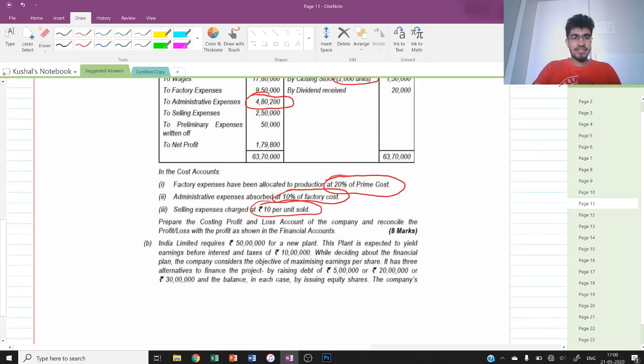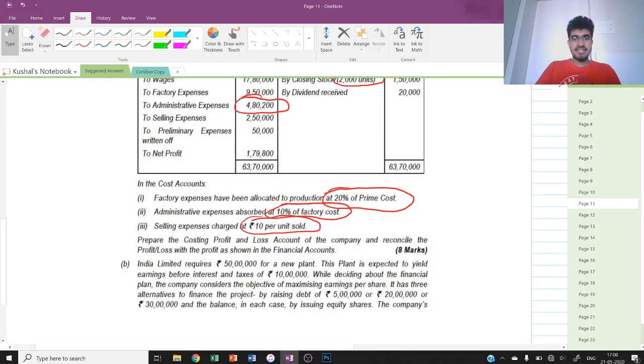India Limited requires rupees 50 lakh for a new plant. This plant is expected to yield EBIT of rupees 10 lakhs. While deciding about the financial plan, the company considers the objective of maximizing earnings per share. It has three alternatives to finance the project: by raising debt of rupees 5 lakhs or rupees 20 lakhs or rupees 30 lakhs, and the balance in each case by issuing equity shares.